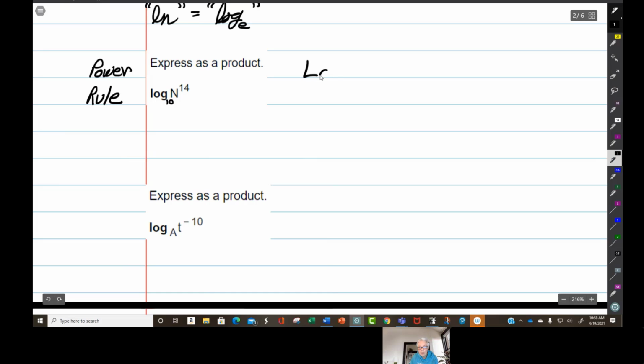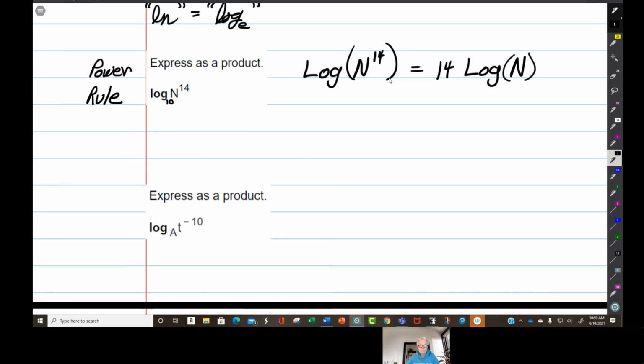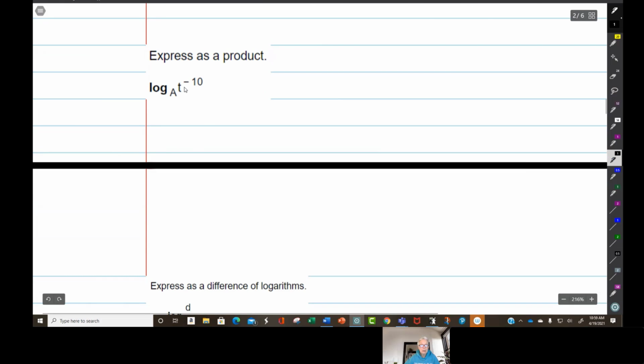Okay, so let's write this out. Log of n to the 14th power equals 14 log n, or ln n. And here's a power rule. How do I know? Well, there's a power here in the argument.